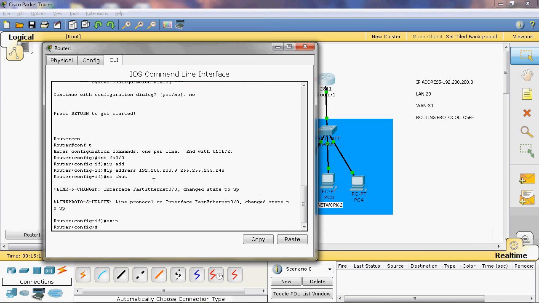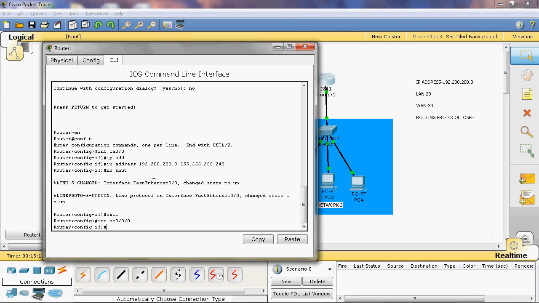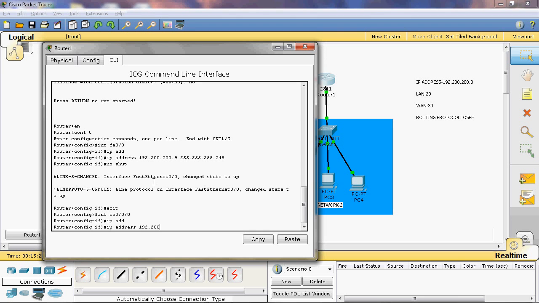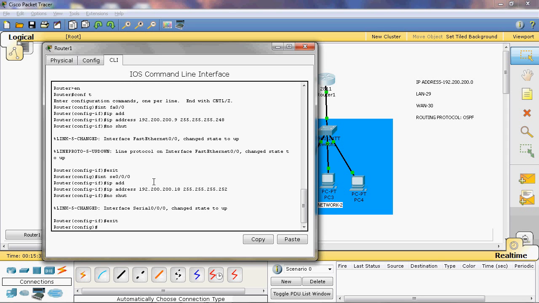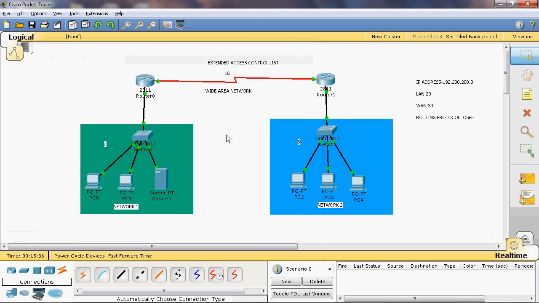Now we can assign the IP address to router 1 serial 0/0/0. So go to that interface serial 0/0/0, ip address 192.200.200.18. Subnet mask is 255.255.255.252. So no shutdown, to enable that interface. Exit. Okay, now we have assigned the IP address to local area network 1, 2 and the wide area network.